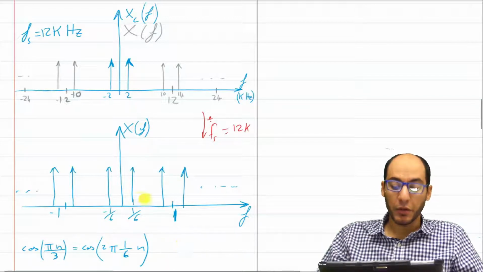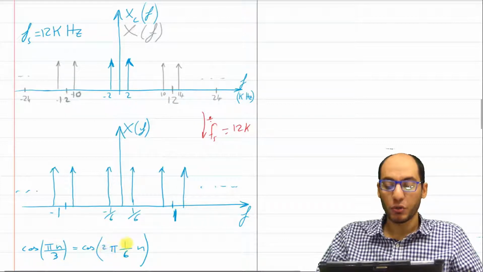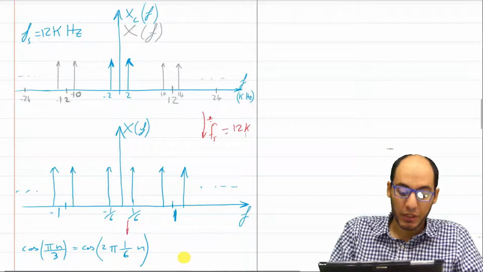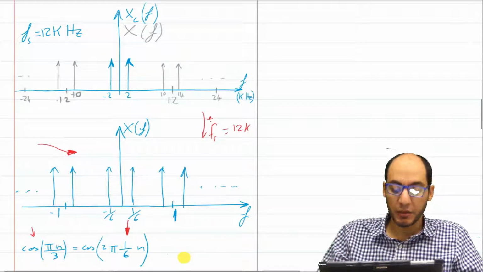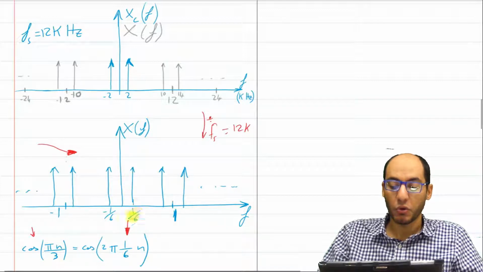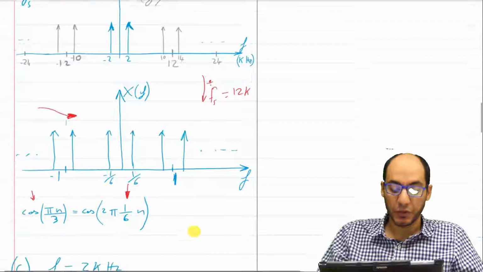Okay, and remember we got here 1 over 6 because cosine pi n over 3 is equal to cosine 2 pi 1 over 6, and this value is the frequency. So this is the discrete signal, and this is the discrete signal in the frequency domain, which means that you'll get a value of the two deltas at 1 over 6, and the unit is normalized frequency. This is the normalized frequency domain.